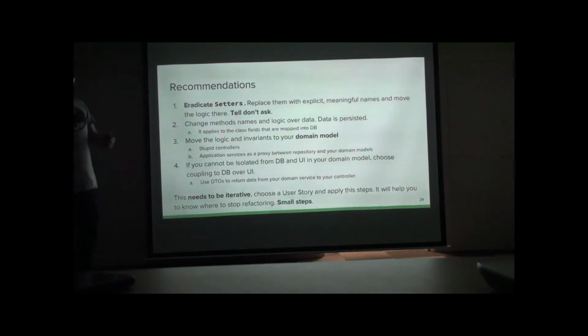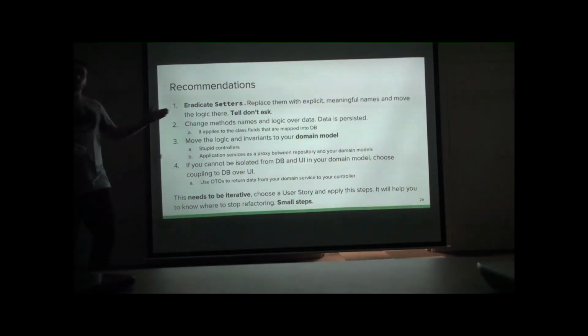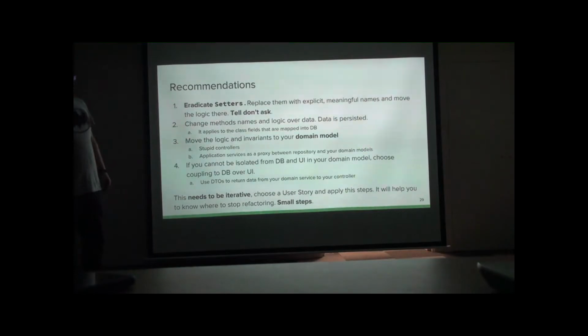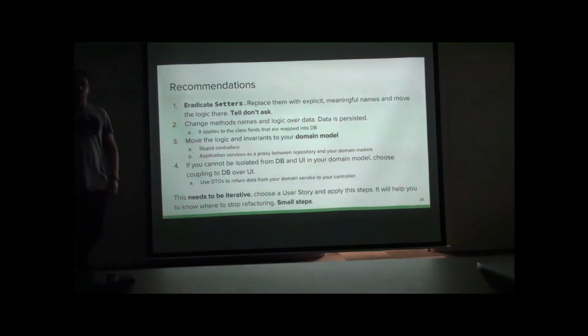So move logic and invariants into the domain model. Start moving everything down from the controllers as far down as possible. Maybe you're doing REST, but if you're doing DDD, maybe this helps you to start putting the logic there, while the controllers and application services act as a proxy between the repository and entity method calls. If you cannot isolate it with a ports and adapters architecture, just accept being coupled to the database meanwhile, until you can decouple from it. And use DTOs. DTOs really help in this refactoring.